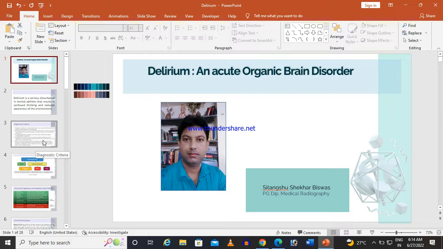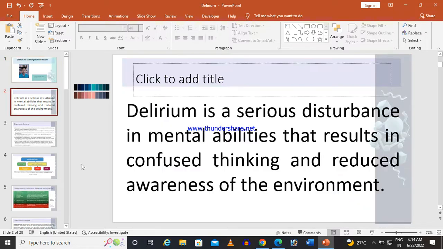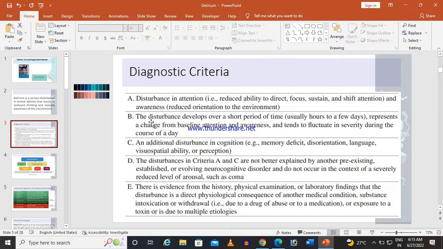So this is all about delirium, which is an acute organic brain disorder. It is a serious disturbance in mental abilities that results in confused thinking and reduced awareness of the environment. So this is how to diagnose. These are the criteria. There are 5 criteria elaborated here.